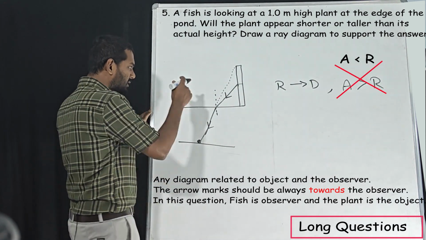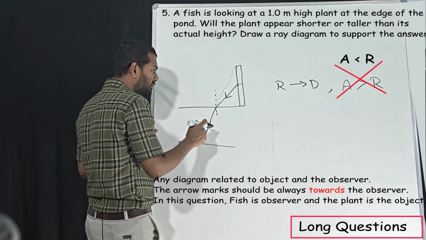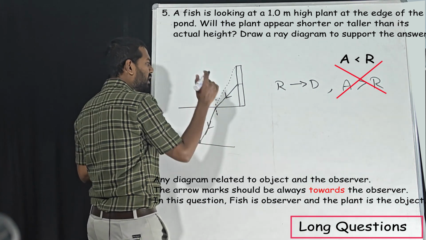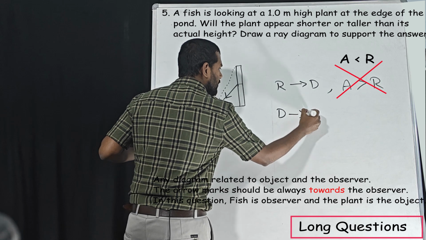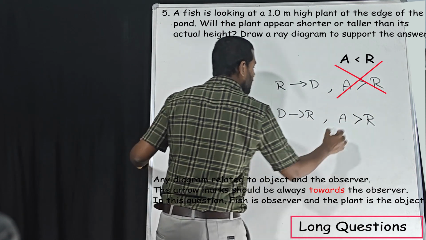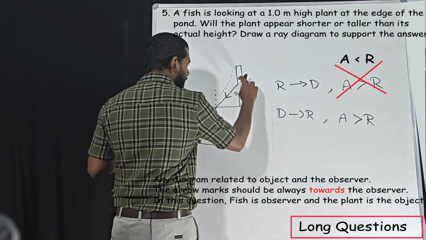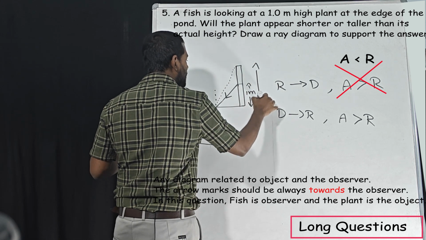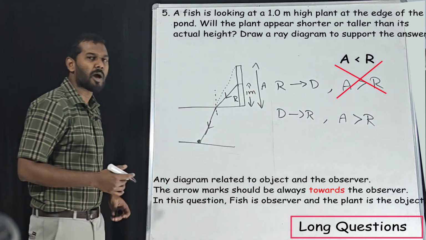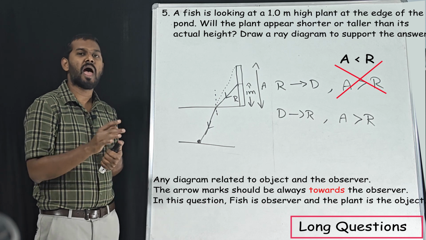But in this case, the object, the fish, is in the water, the denser medium, and we are seeing from the rarer. So this is denser medium to rarer medium. In this case, apparent depth will be greater than real depth. This is the real depth, 1 meter. Only this much is the real depth, but the apparent depth will be greater. This is real depth and this complete length will be the apparent depth. So the answer for this question is that the height of the plant will be taller than the actual height.